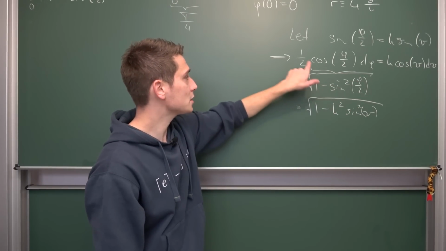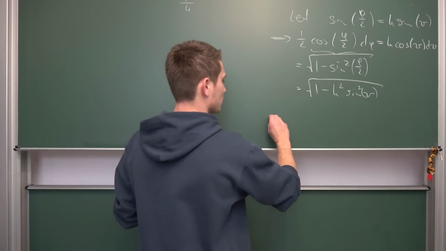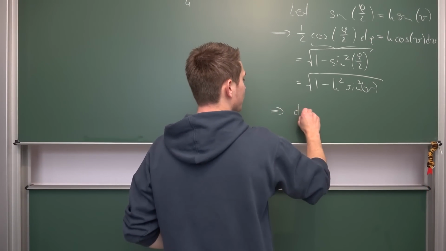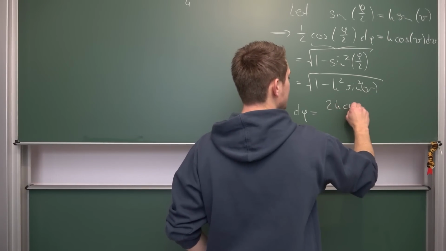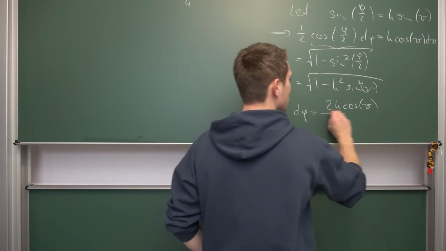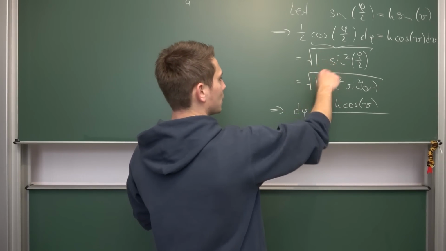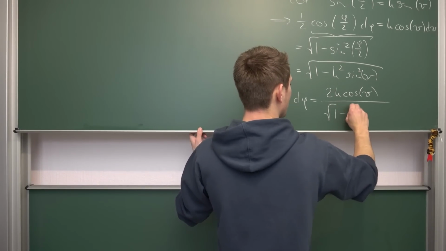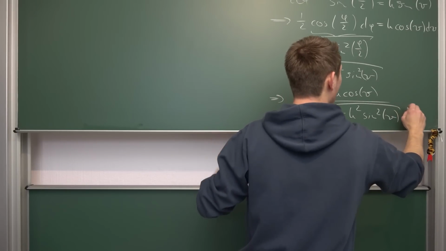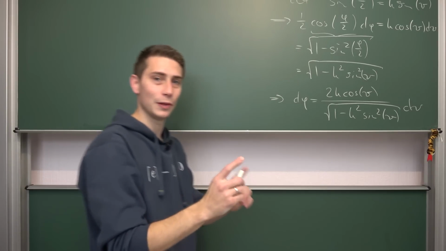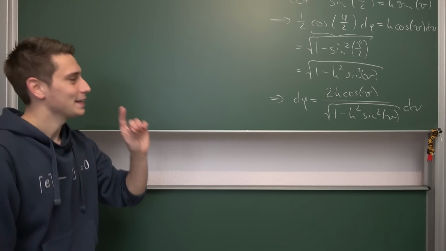We can divide both sides by this and multiply both sides by 2, because k is not equal to 0, meaning d phi is hence nothing but this horrible expression. It's going to be 2 times k times the cosine of theta divided by, and now we are going to get this part, square root of 1 minus k squared sine squared of theta. But it's only looking horrible at the surface right now. It's actually not that bad.